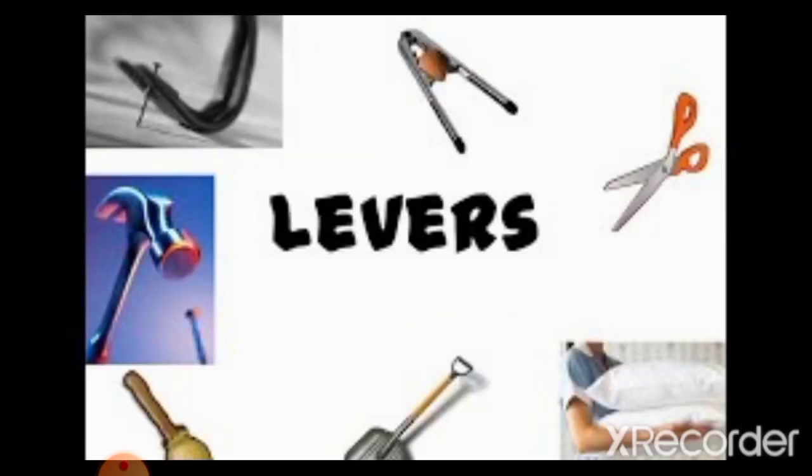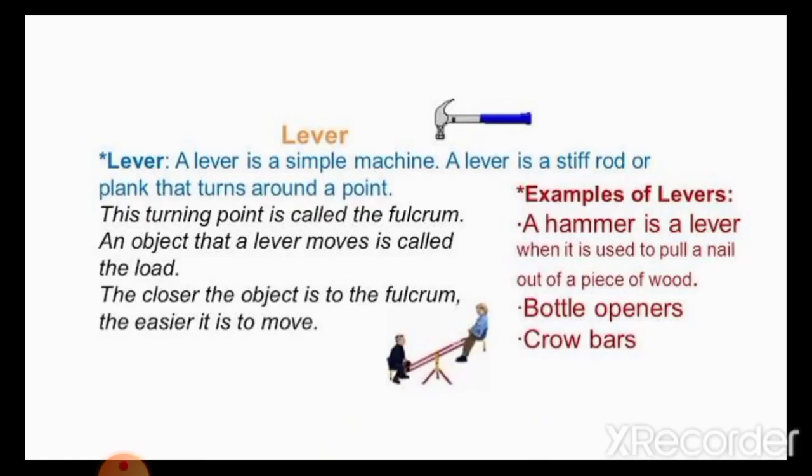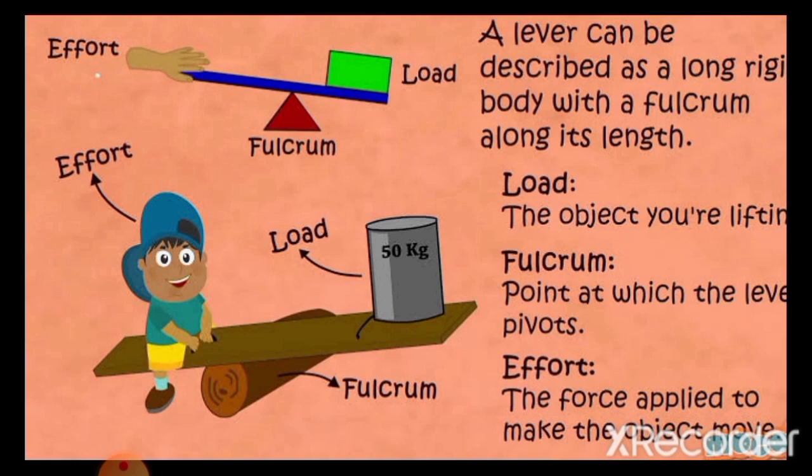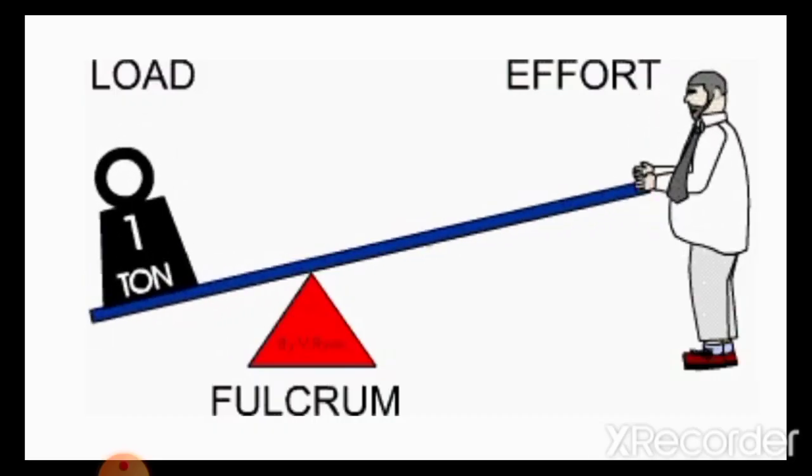The next is the lever. What is a lever? A lever is a simple machine that turns around a point. It's usually a stiff rod that turns around a point. The turning point in the lever is called the fulcrum, while the object you are using it to lift is called the load, and the force applied on it is known as the effort. So remember, the turning point is the fulcrum, the load, and the effort.